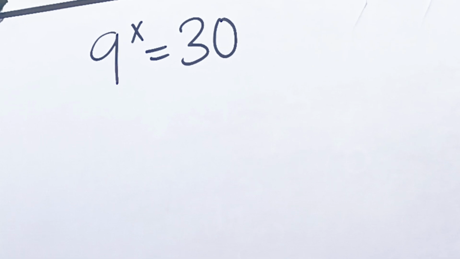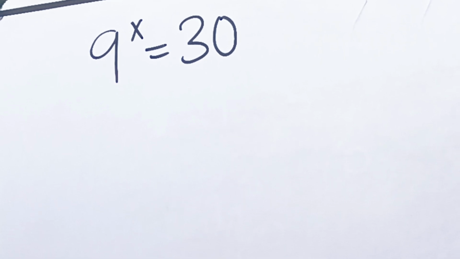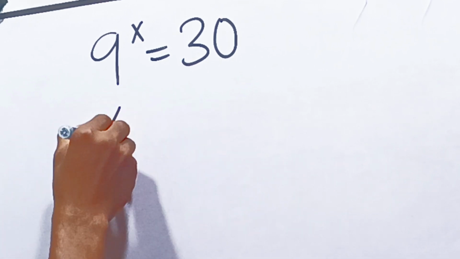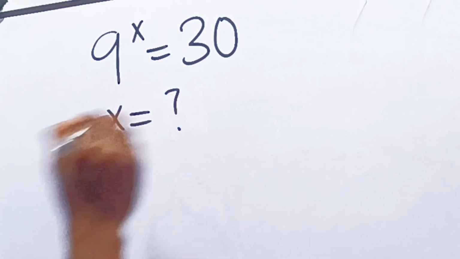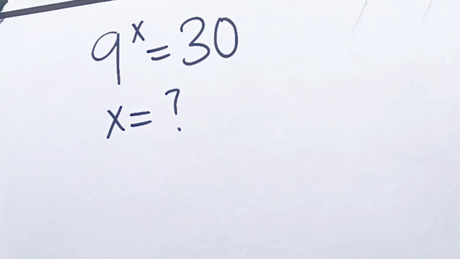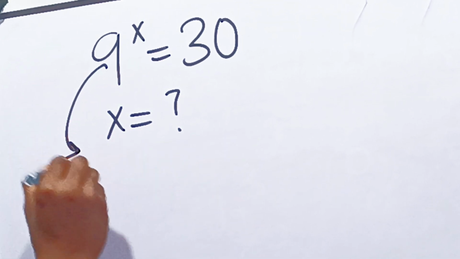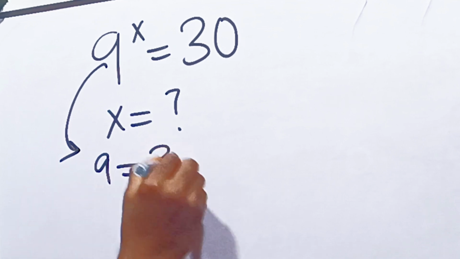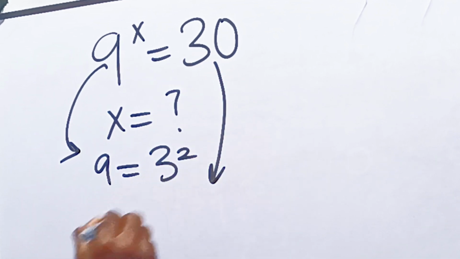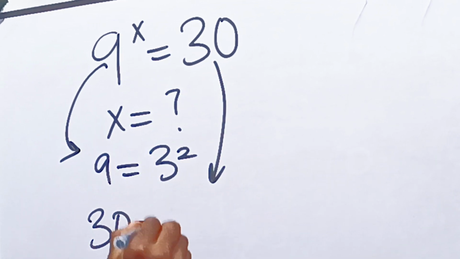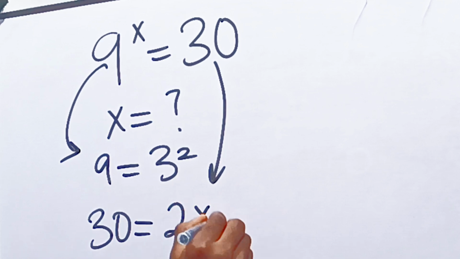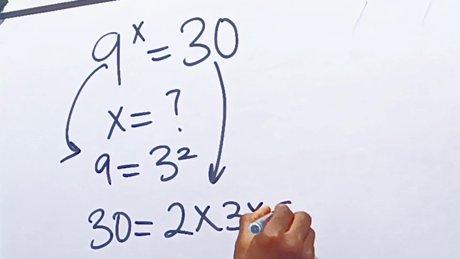Let's solve this question together. It says 9 raised to power x equals 30. We're going to solve for the value of x in this question. Now, in order to solve this, you can just say that 9 is equal to 3 squared, and 30 is equal to 2 times 3 times 5.